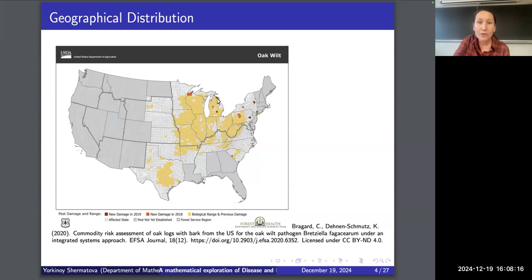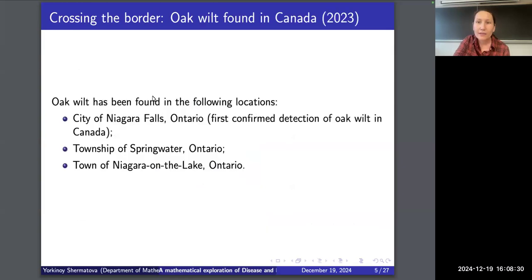You can see here the borders, Michigan and Wisconsin, and we have the border with Canada. And since the 1980s, Canada didn't have, at least they didn't see, any confirmed case. And just last year, Canada also had its very first confirmed oak wilt. So it crosses boundaries as any disease does.